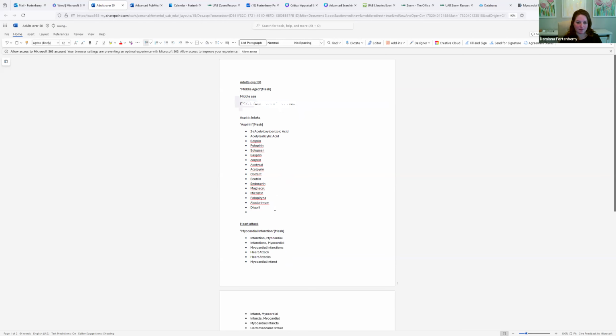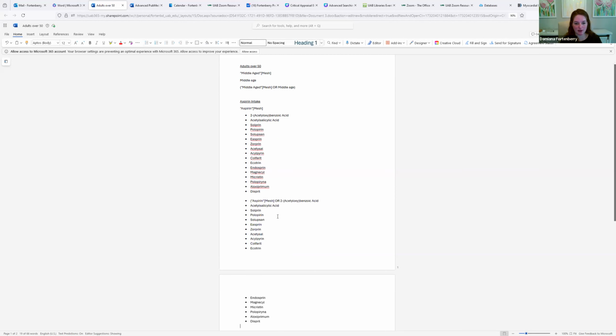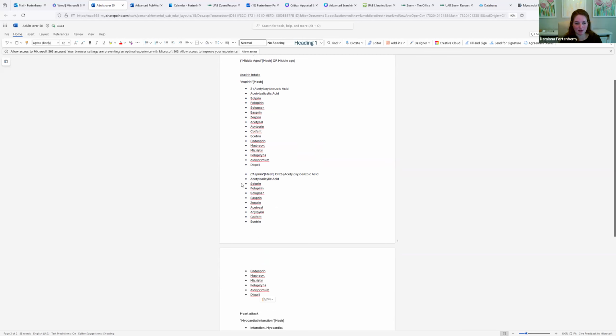For aspirin, I'll do the open parentheses. I'll just copy my MeSH. I always put MeSH at the beginning just to make sure that it's kind of like a flag to my eye when I'm skimming a search to make sure that this is the start of a new concept and maybe this one needs fixing. Pardon me while I format this.